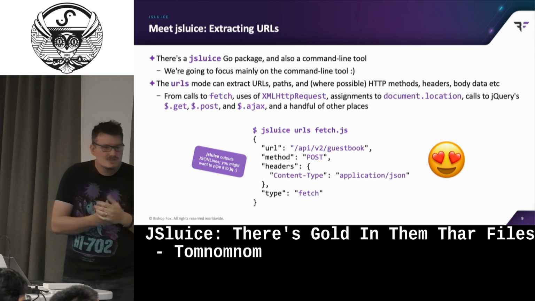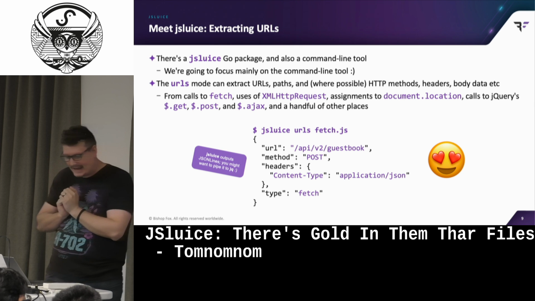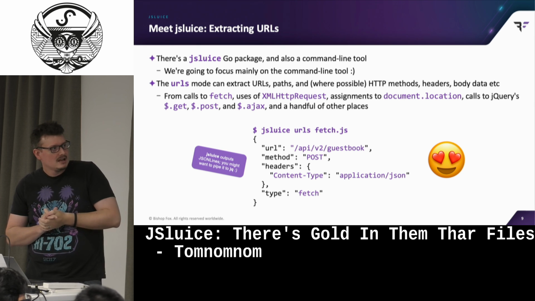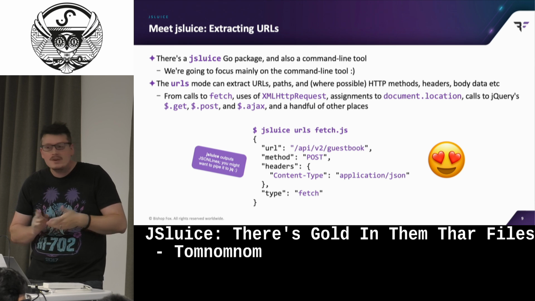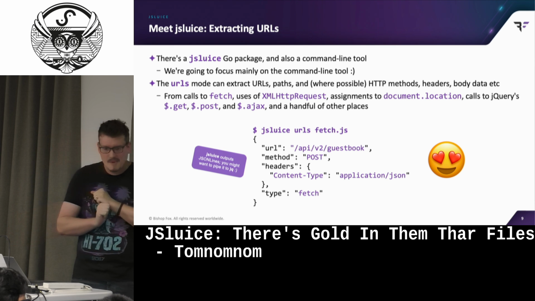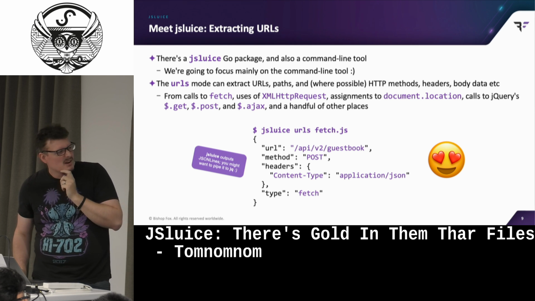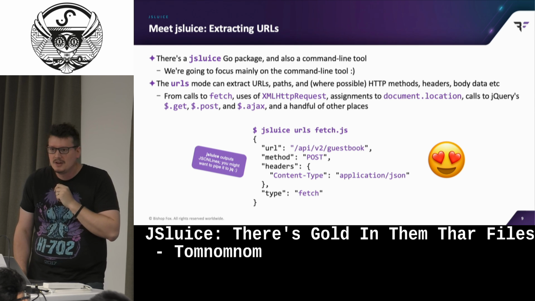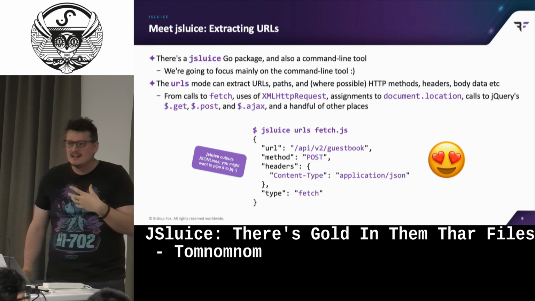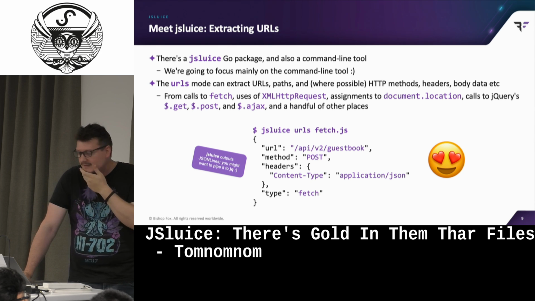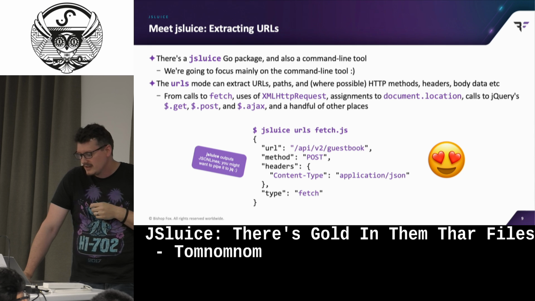And there's a Go package for this as well, which we'll have a really brief look at later, but for the most part, we're going to focus on the command line tool that comes with it. There's a few different modes. We've already seen one mode, the tree mode, but the other sort of the main mode, I think of it, is the URLs mode, where it extracts paths and URLs, endpoints that are found in the JavaScript file delivered with an application.